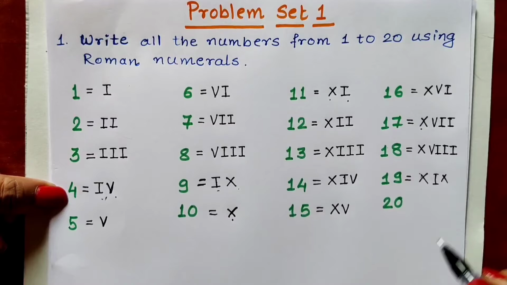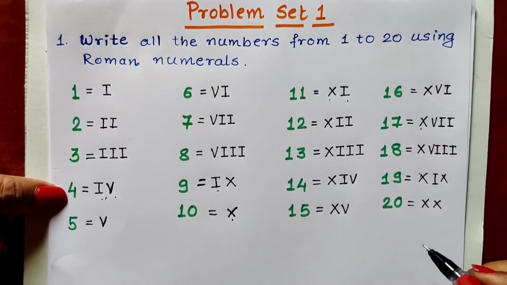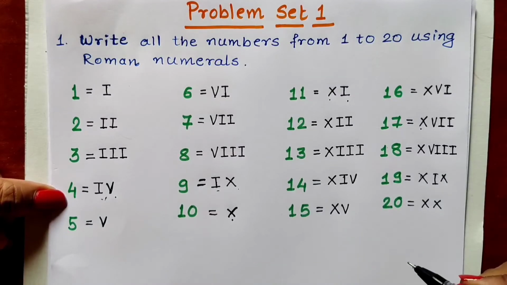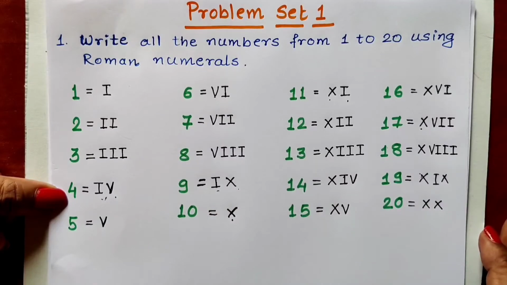So in this way this is 19 and 20 means 2 X, XX. 10 plus 10 is 20. So in this way we will have to solve this first question. Now let us go on to the second question.